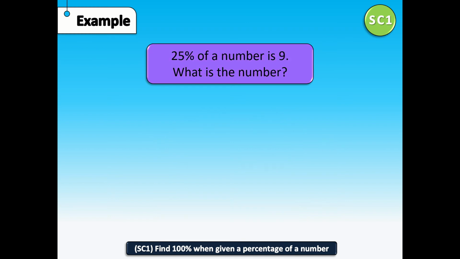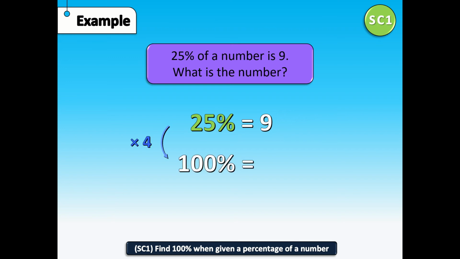For this question, 25% of a number is 9. So what is the number? Well, if we know 25% is 9, think about what you do to 25 to make 100. Well, we times it by 4. So we do the same thing to 9. So the original number was 36.